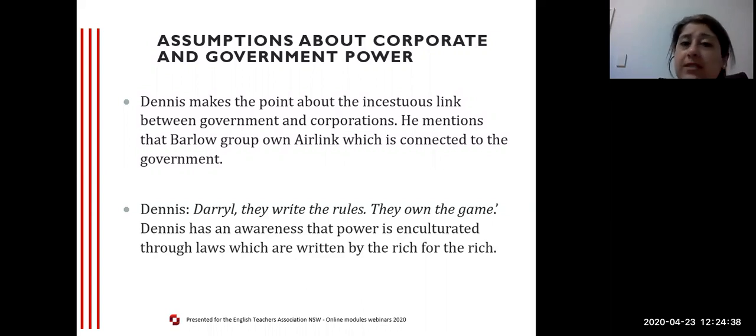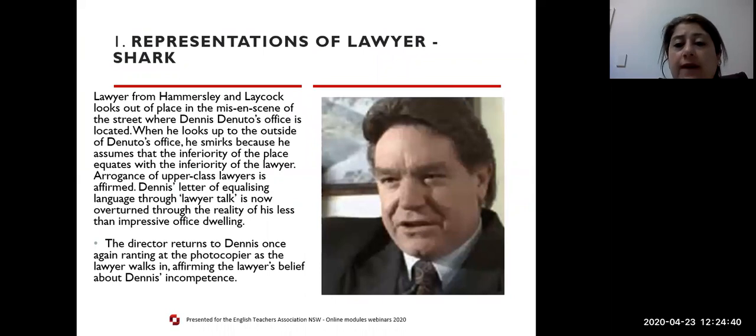We also have representations of the lawyer. Now, the lawyer is quite representative of the upper class. He's from Hammersley and Laycock. When he first looks for Dennis Denuto, let's take that back a little bit, actually. He receives the letter from Dennis Denuto. Its language is the language of his people. And when I say his people, the formal, upper class, educated, high class, rich elite. And then we see the contrast with his face when he actually goes to look for Dennis Denuto's office, and it's squashed in between, again, a very kind of pedestrian suburb.